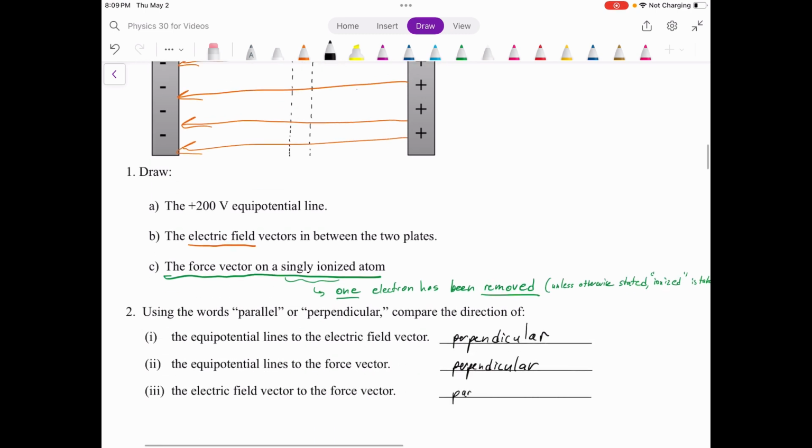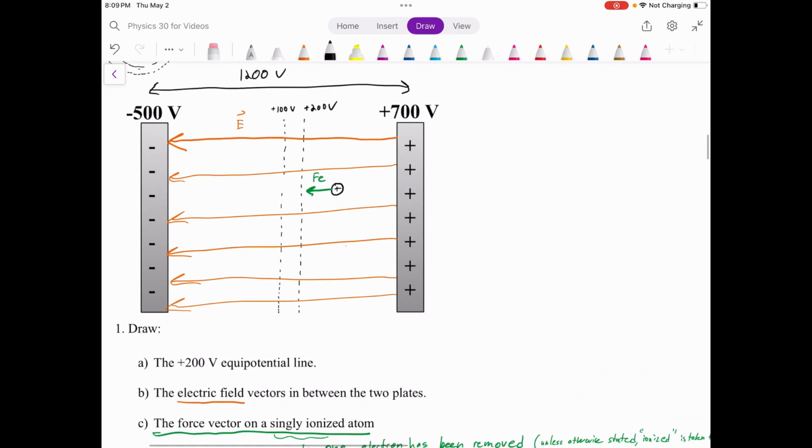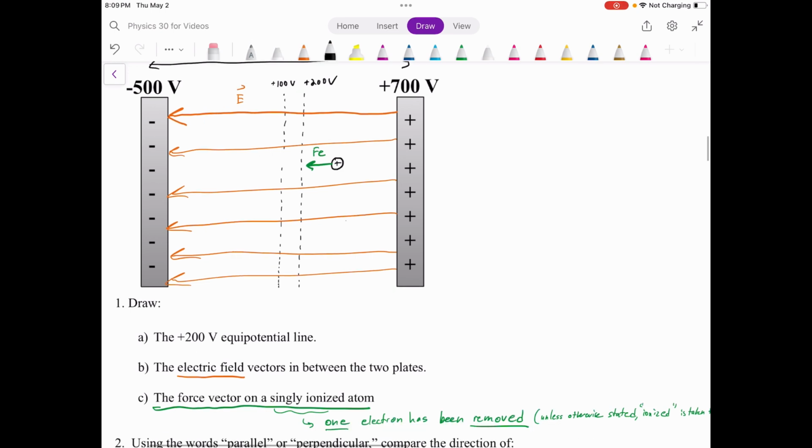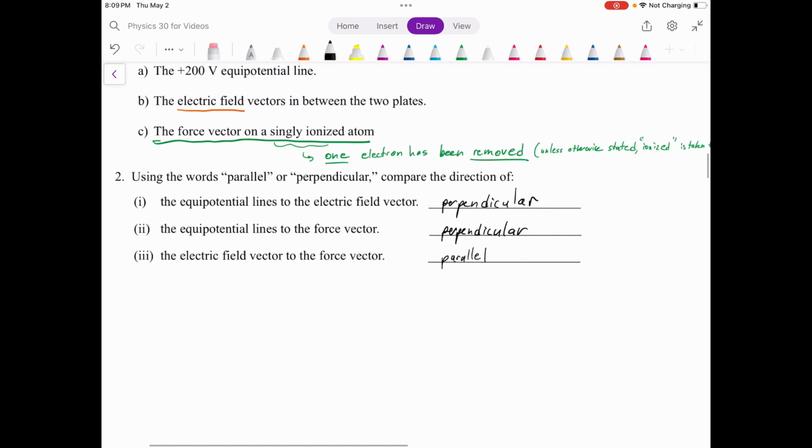The electric field is defined as the direction in which a positive test charge would feel a force. So inherent in that definition is that a force vector for a positive test charge is in the same direction as the electric field. Can't be in the same direction without being parallel. And even for a negative test charge, they're still in the same axis.